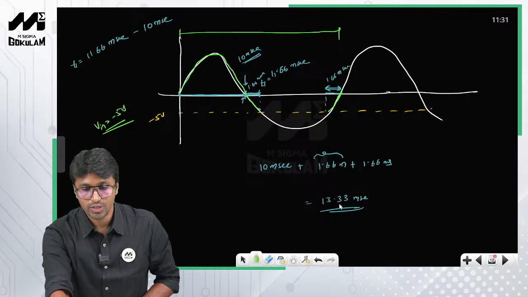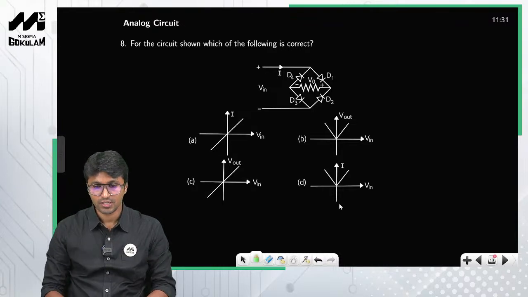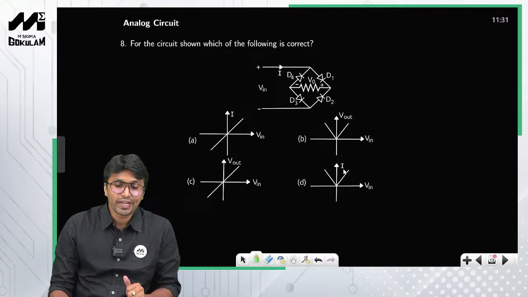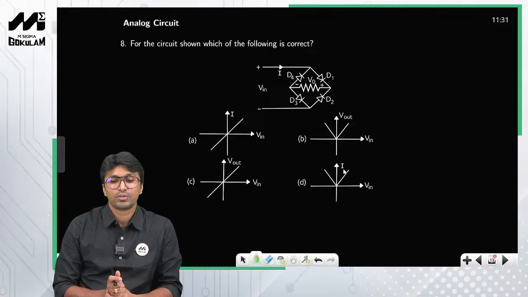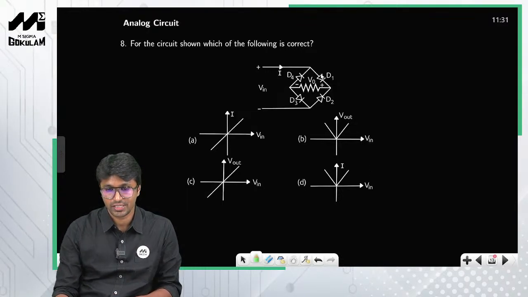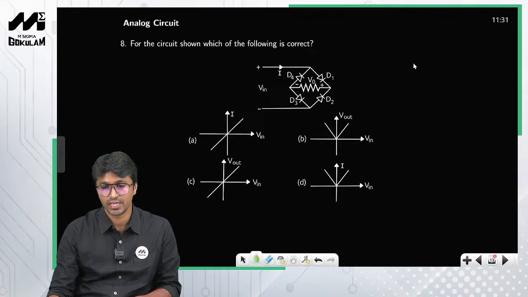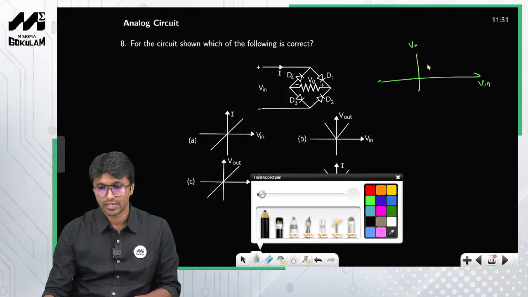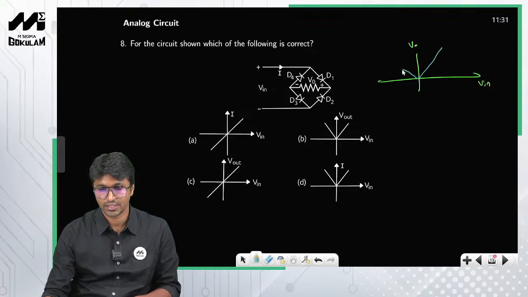Now let us move on to the next question. This is a straightforward question. A bridge rectifier is given to you and you are asked to plot the transfer characteristics. This is a full wave rectifier, and the transfer characteristics is a plot between the input voltage and the output voltage. This will be the transfer characteristics which we have discussed many times in our classes, so the option is B.